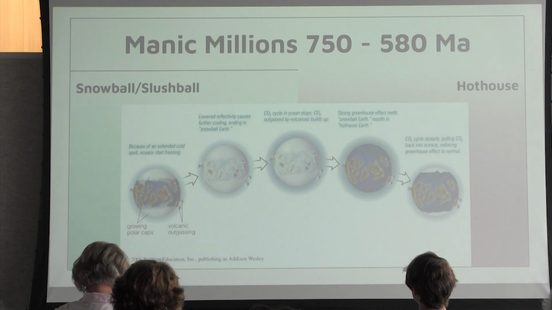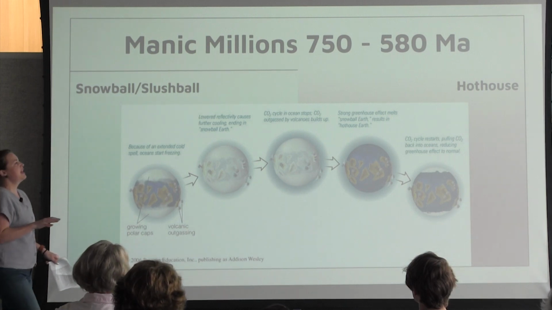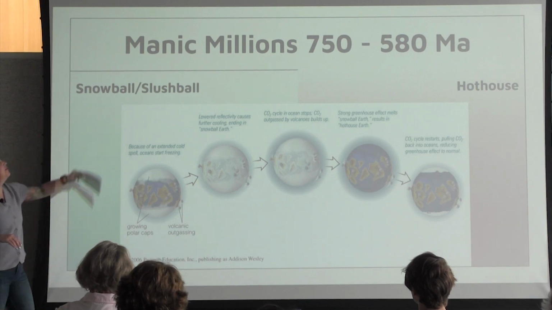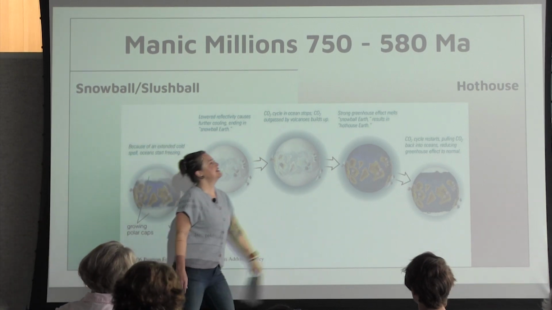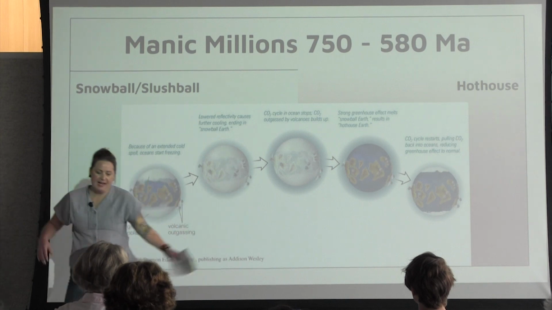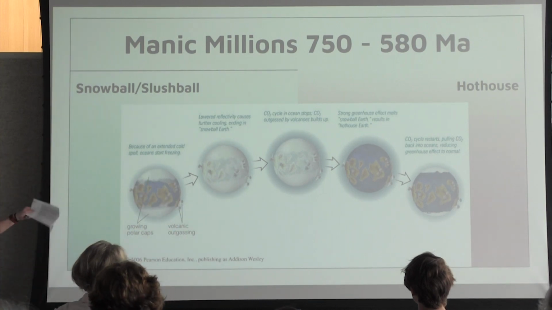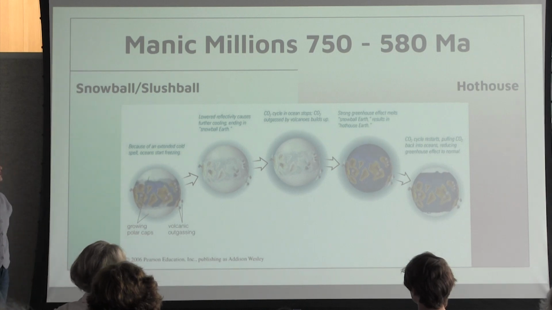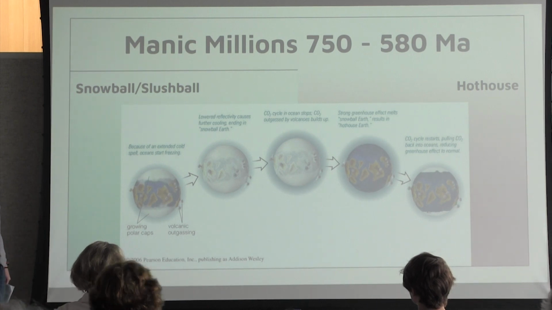Now we get into the manic millions. And during this time, we switch from extremes several times. We go from snowball, slush ball Earths to hot houses to slush ball to hot house to slush ball. And the Earth goes through that in about 200 million years-ish. It goes through that cycle about 3 or 4 times, going from absolute extreme to absolute extreme.